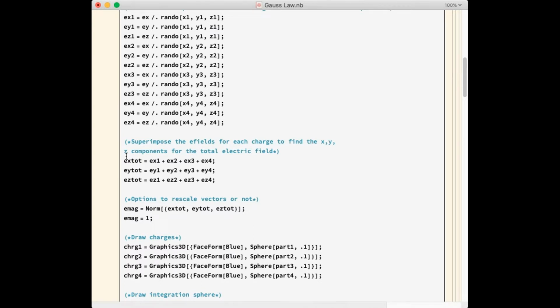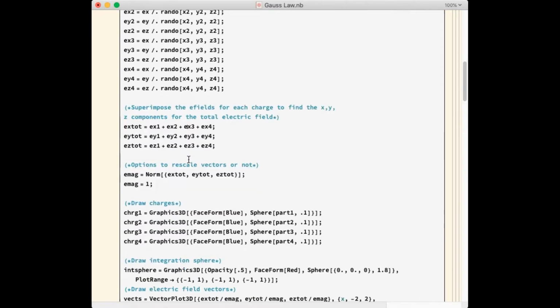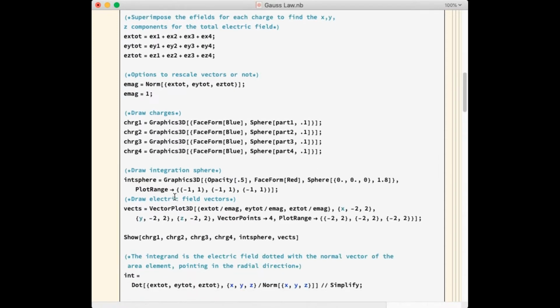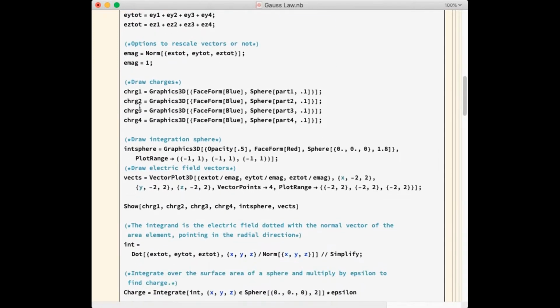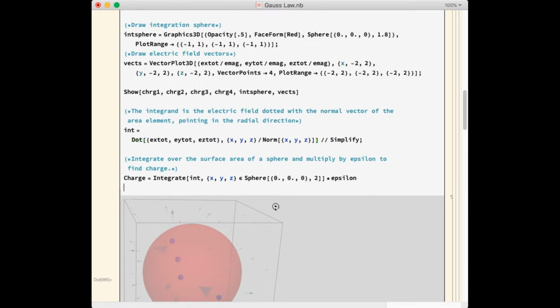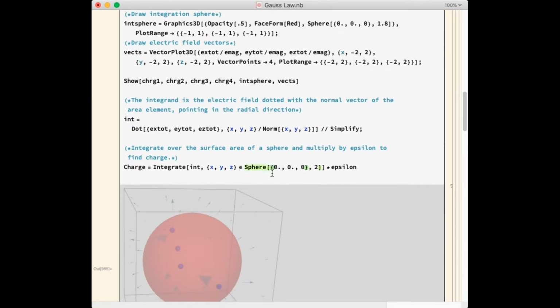Okay, the last thing I'm doing here is superposition. So I'm just adding together the electric fields for each charge to find the total electric field. This is some graphics stuff that I'm doing. Okay, and the last little bit down here, this is all graphics. And then here, it's actually doing the integral. And Mathematica is smart enough that you can just say, hey, integrate this over a sphere. I haven't got it to work for any other shapes, okay?